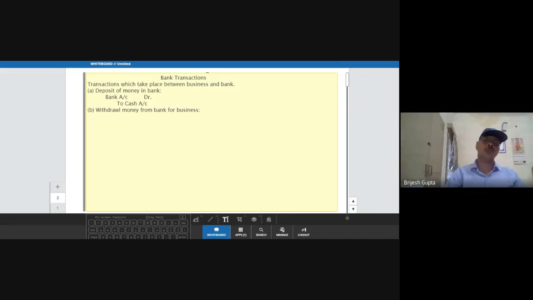So the entry will be the opposite of the previous entry. When we withdraw money, cash will increase in the business. That's why cash account debit, and our bank balance will reduce, as bank is the giver. So cash account debit to bank account. This is the second entry, for withdrawal of money from bank.